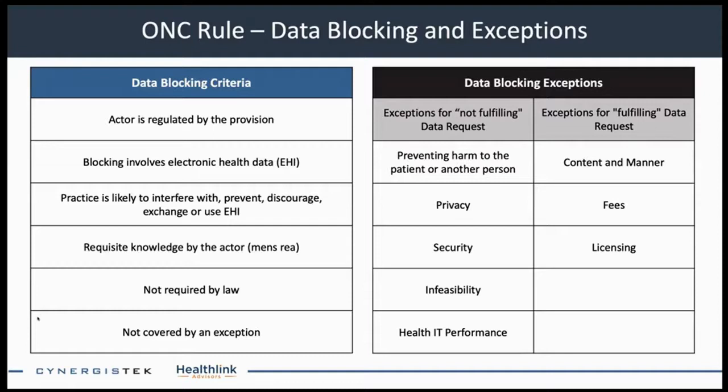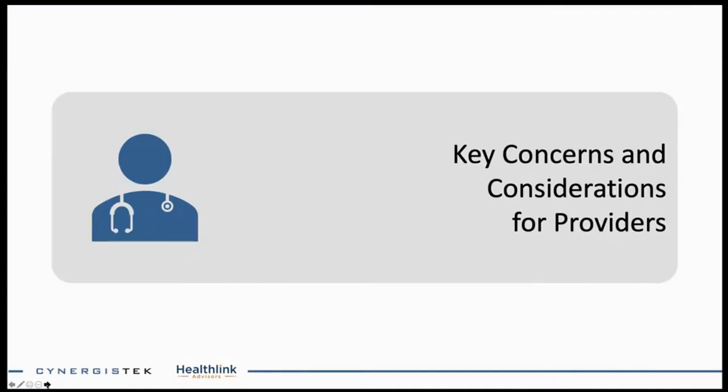Now, we've got the exceptions on a table here. We're not going to go through the details of any of these exceptions, other than to tell you there are 8 of them, and there are 5 that are exceptions for not fulfilling the request at all, and then 3 that are tied to the manner and content when you fulfill the request. So being aware of those is going to be important, and that documentation comment Mark made a moment ago is going to be important. So just some key concerns and considerations we wanted to touch on for providers.